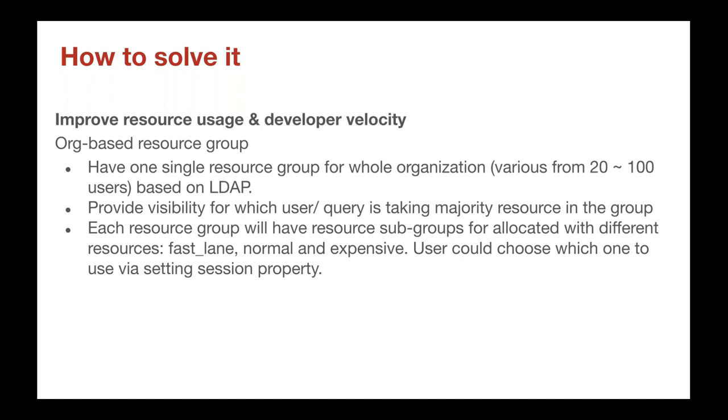Also, in each resource group, to solve the problem of various types of queries, some resource intensive and some not, we have developed different subgroups to allocate different resources. We have three subgroups here: one called fast lane, normal, and expensive. These three resource groups have different quotas and different configurations. We also make users able to configure which resource group they want their query to go into by setting the session property.